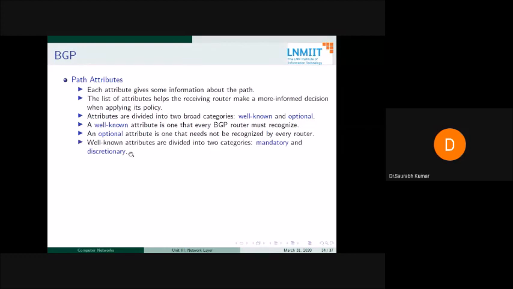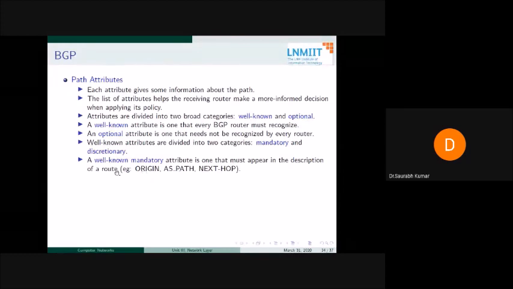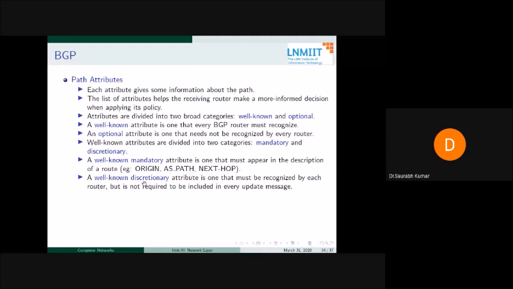Now again, well-known attributes are divided into two categories. One is mandatory and second is discretionary. What is mandatory? It is the attribute that must appear in the description of a route in the routing table. For instance, three examples I told you: origin, from where this packet is originated; what is the path of the autonomous systems; and what is the next hop to which I have to go. So these are well-known mandatory attributes. Second is the well-known discretionary attribute. It must be recognized by each router, but it is not required to be included in every update message.